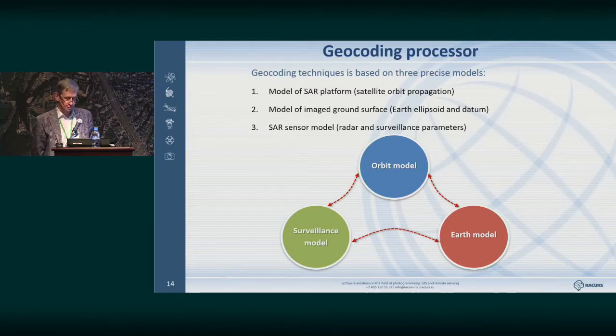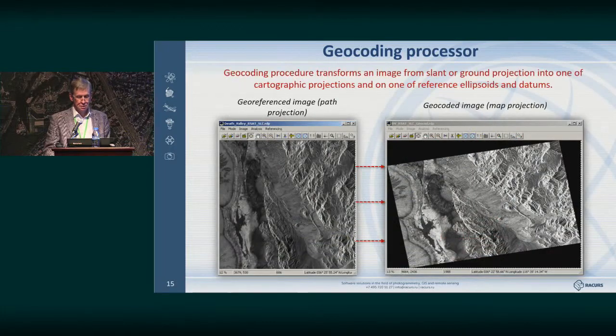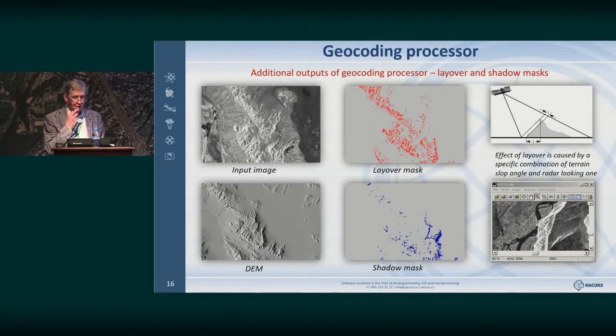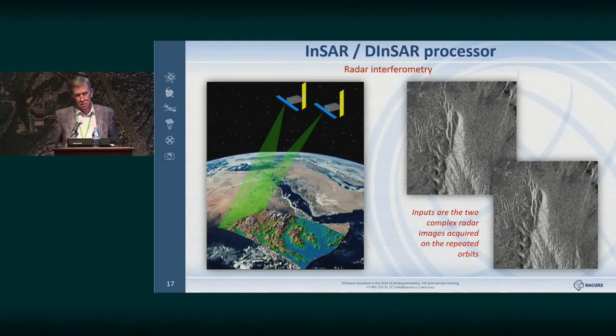In order to convert the data into a more usual way, we're using geocoding processor. That recalculates level one to a georeferenced raster. Here on the left, you can see a georeferenced image, and on the right, a geocoded image. This is an amplitude image. When we know what kind of relief we have, a geocoding processor enables layover and shadow masks.